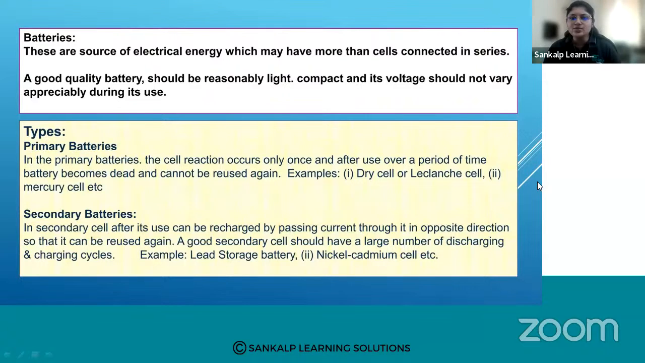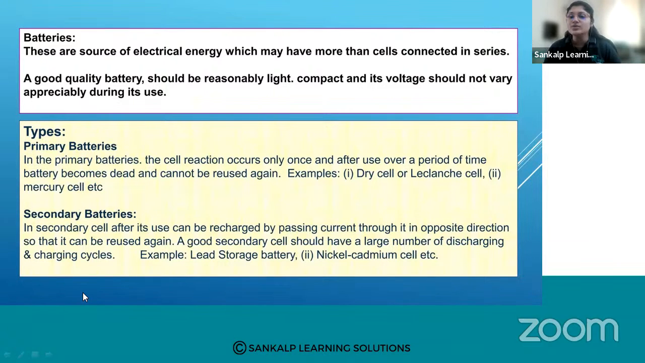Primary batteries: the cell reaction occurs only once, and after a period of time the battery will become dead, and these cannot be recharged or reused. What are the examples? The dry cell is one example, and the second is the mercury cell.